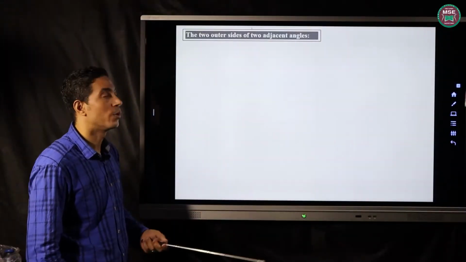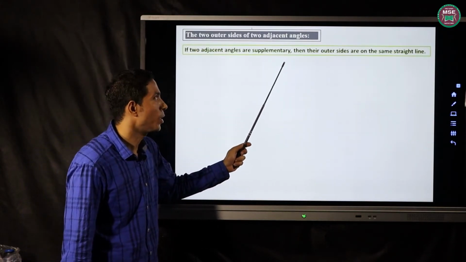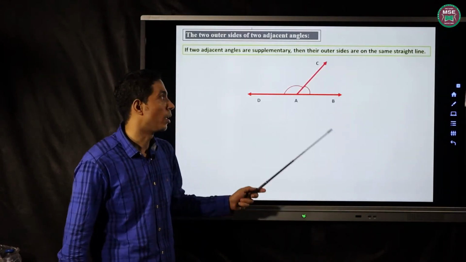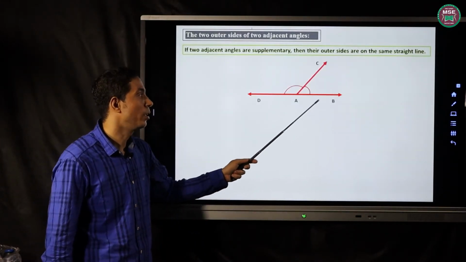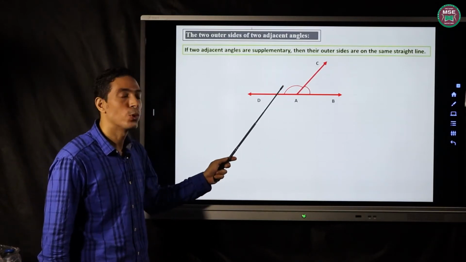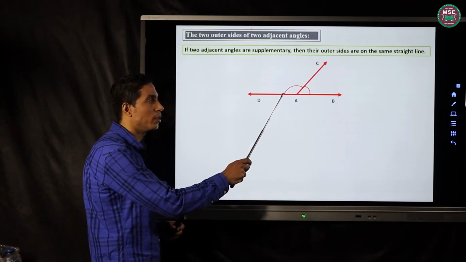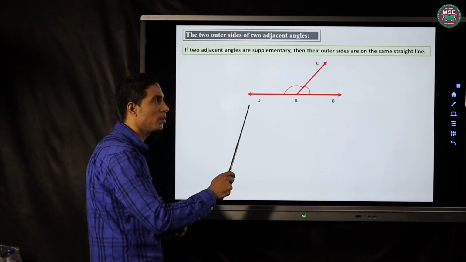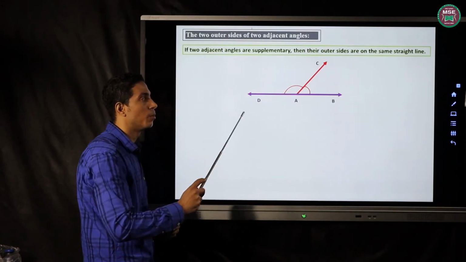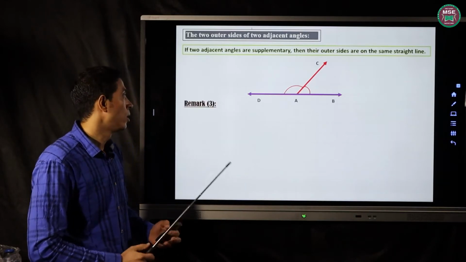The two outer sides of two adjacent angles. If the two adjacent angles are supplementary, then their outer sides must be on the same straight line. Like this example, we have angle BAC and another angle CAD. If these two angles are supplementary, then their sum equals 180 and BD is a straight line, then ray AB and ray AD must be the outer sides on the same straight line.